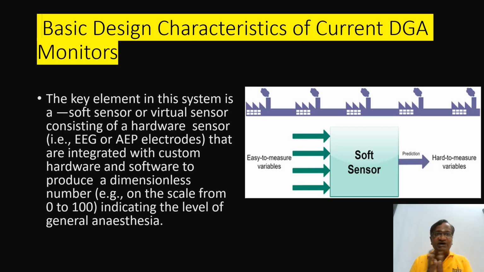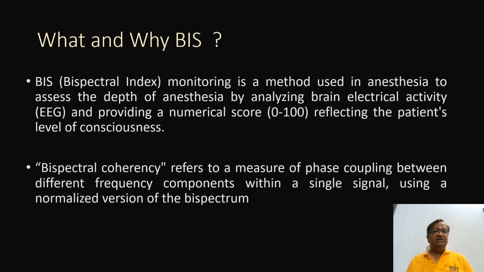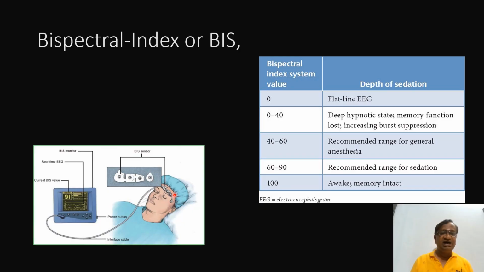Now, I've already told how you are going to monitor this depth of anesthesia. There should be a sensor, and it measures EEG and tells some numbers. Now, bispectral index is the gold standard of this monitoring. It's a method used in anesthesia to assess the depth. It analyzes EEG and provides a numerical score, 0 to 100, reflecting the patient's level of consciousness. Now you see here, you are connected here, and it analyzes the EEG and gives a number.